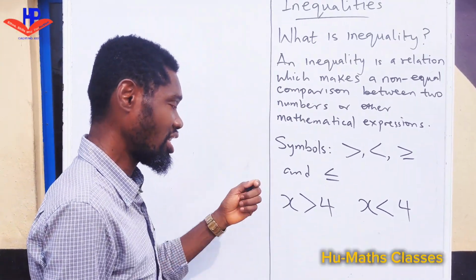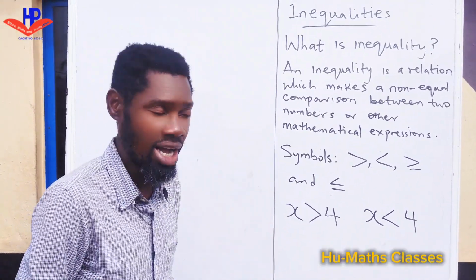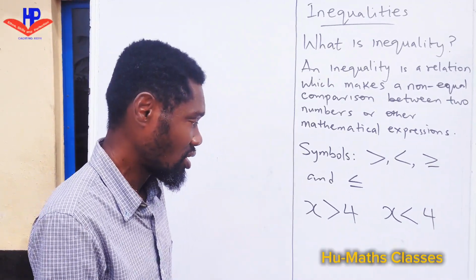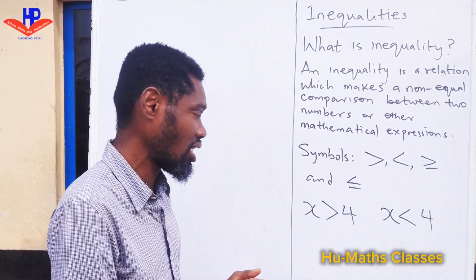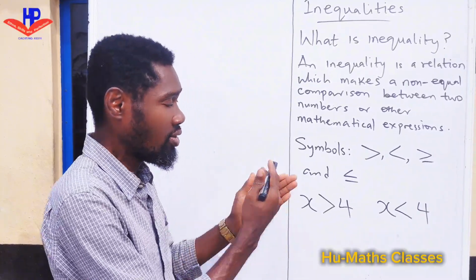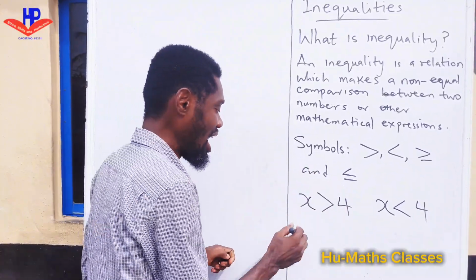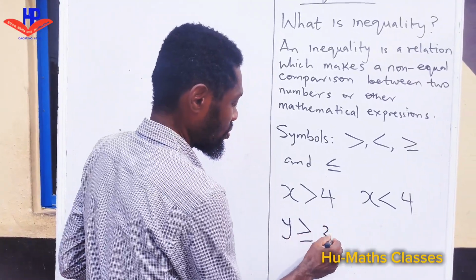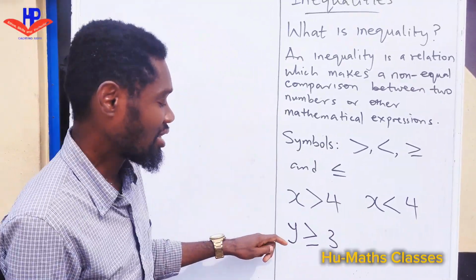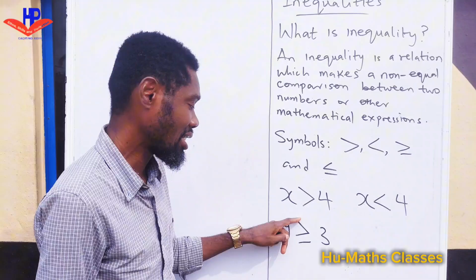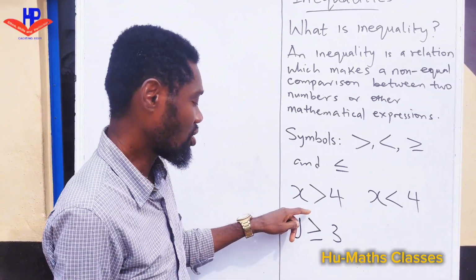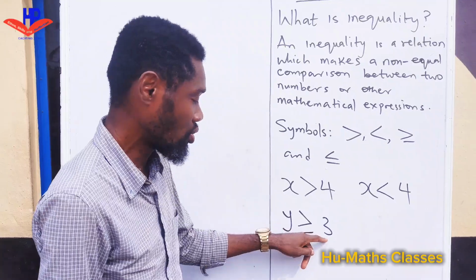So to read your inequalities, you must understand where the sign is open facing or where the sign is closed facing. And usually we read our inequalities from the variable given to us to the side of the number. So if I have y, 3, this is read as y is greater than or equal to 3.